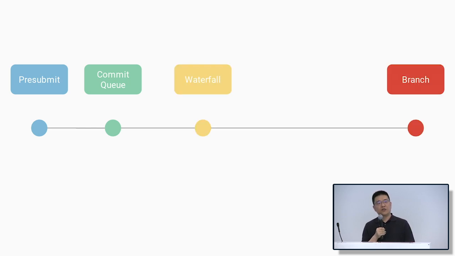The last one is branch. When we finish everything, there's a branch cut. At this level, the manual test team jumps in and looks at the integration tests. They run scenarios. There's other testing as well.